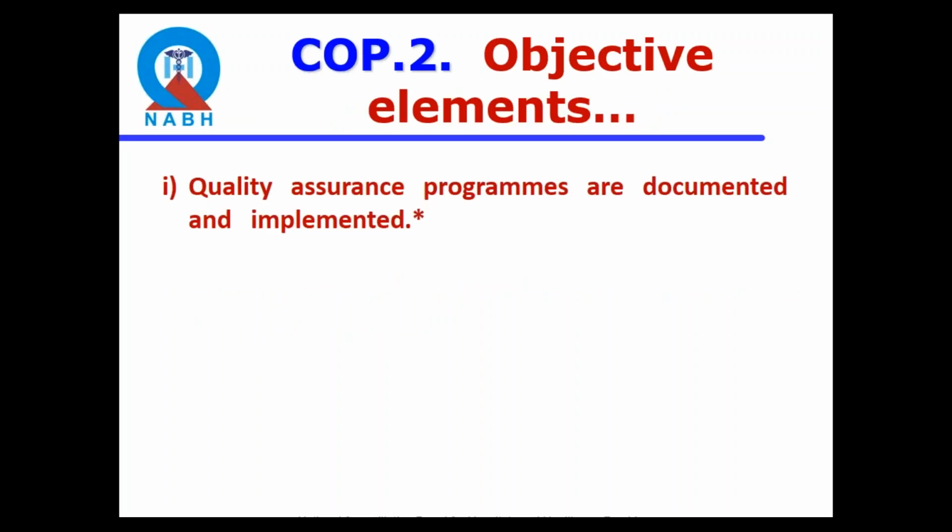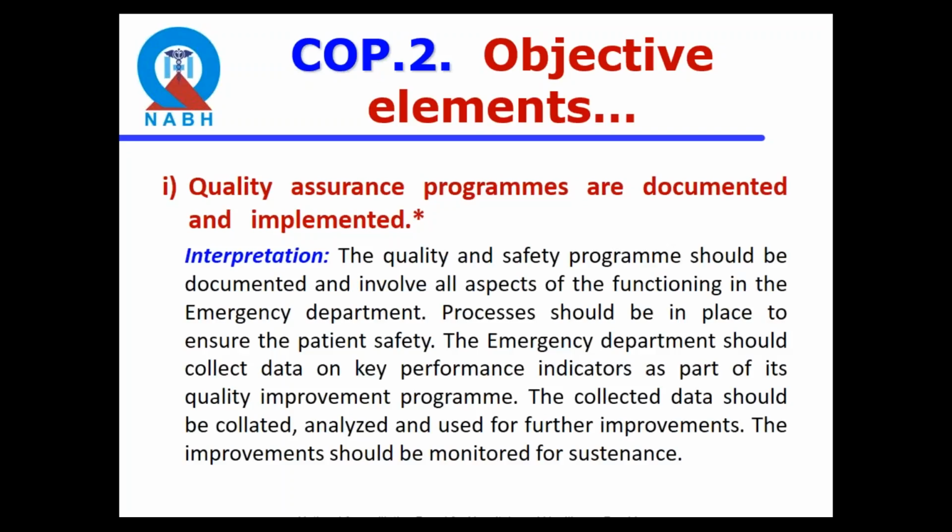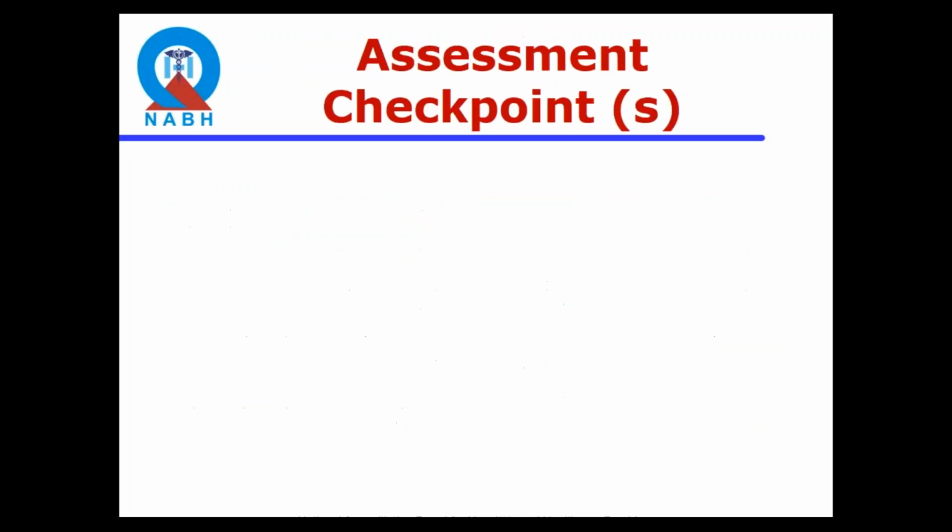The next new objective element, and by new I mean this is a new objective element in the standard per se. We earlier had quality assurance programs only for ICU and surgical services. Now emergency is an addition to this list. And again, the interpretation is quite clear. It actually says what are the things that need to be in place. It's quite prescriptive in that way, if I may use that word.